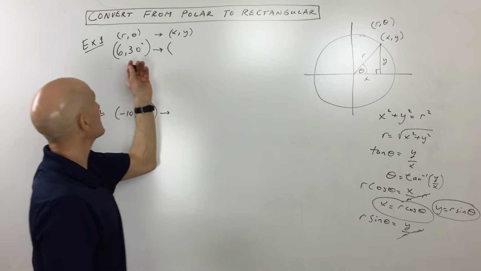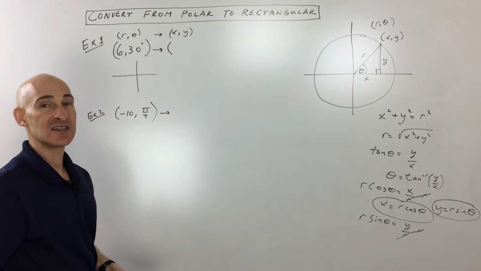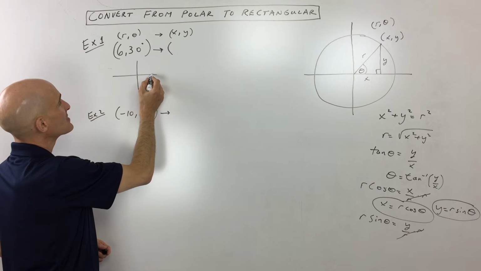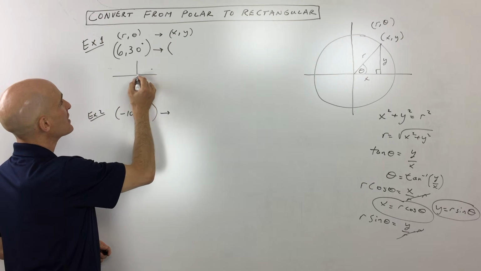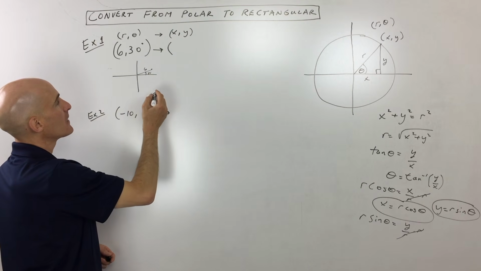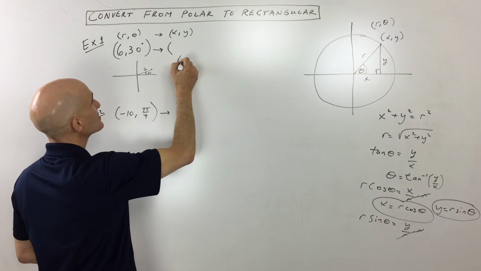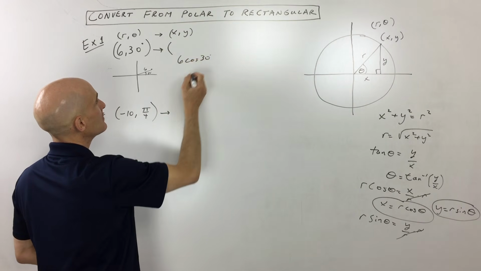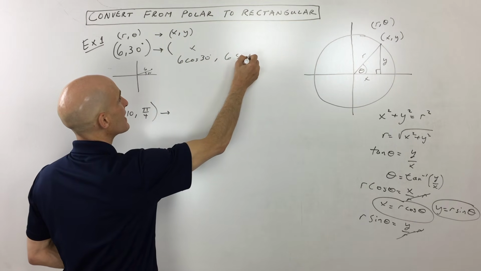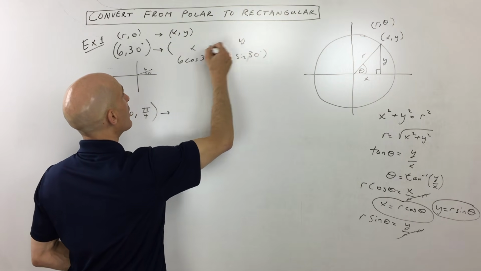So let's go to this first example, 6 comma 30. Now I always like to draw a quick diagram just to kind of see what I'm working with. So basically what this means is you're going on a radius of 6 and then you're rotating 30 degrees. So it's like that. There's 30 and there's a radius of 6. What we can do now is take the radius, which is 6, times the cosine of 30. That's going to be our x coordinate. And we can take 6 times the sine of 30, and that's going to be our y coordinate.